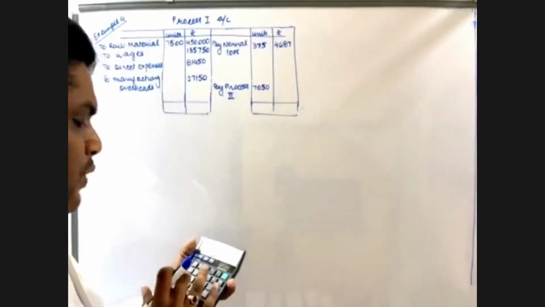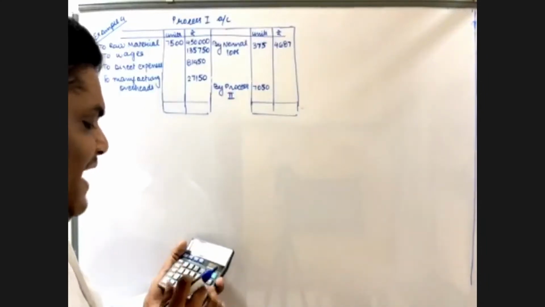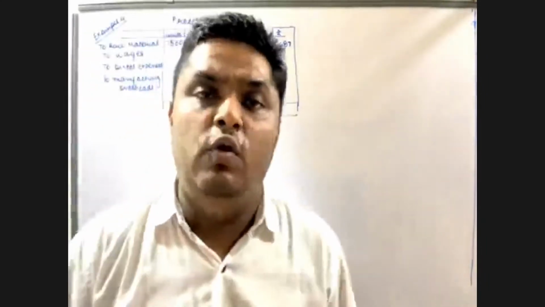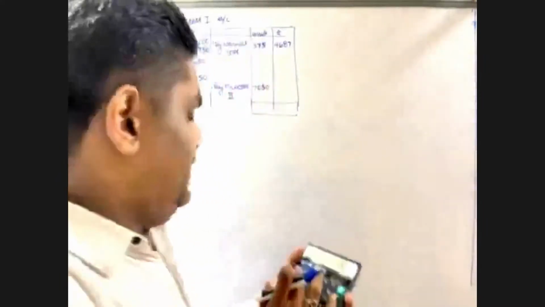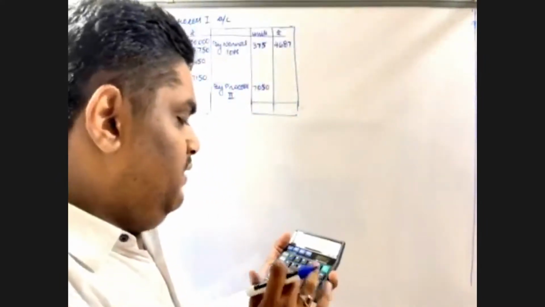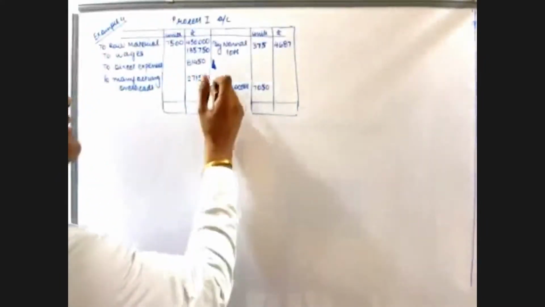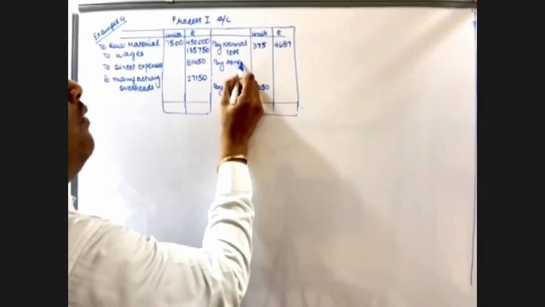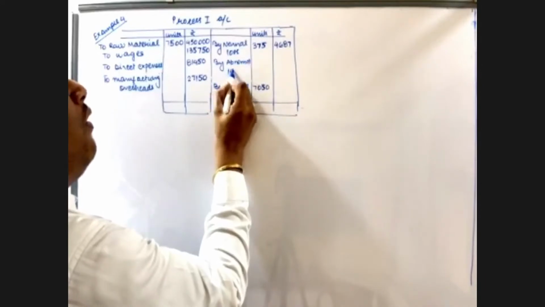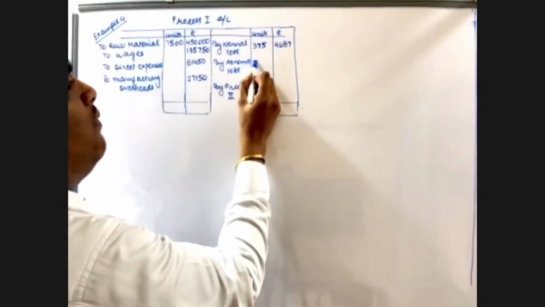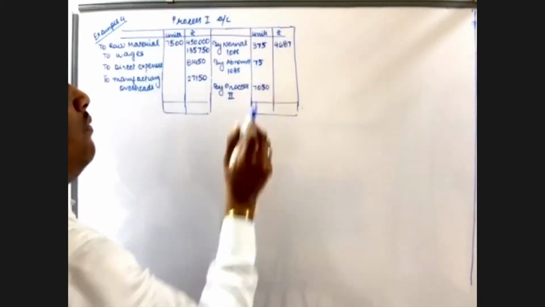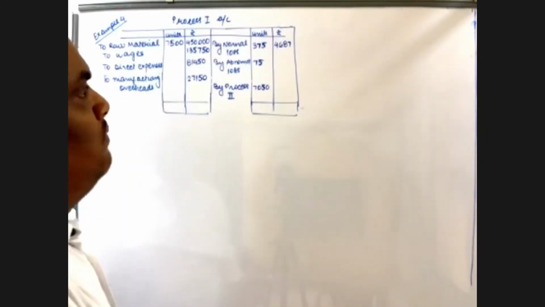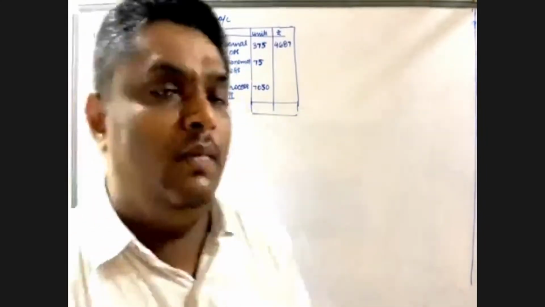So I made an input of 7,500. My expected output was 7,125. However, my actual output is only 7,050. So it means 75 units is my abnormal loss. We can say this is the balancing figure also.